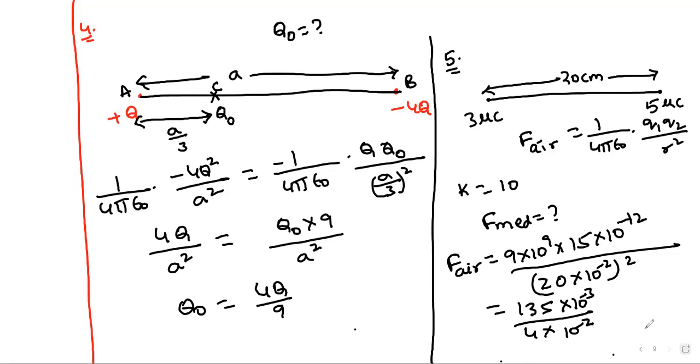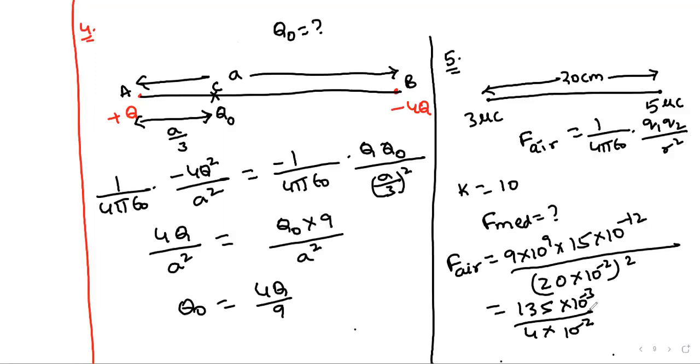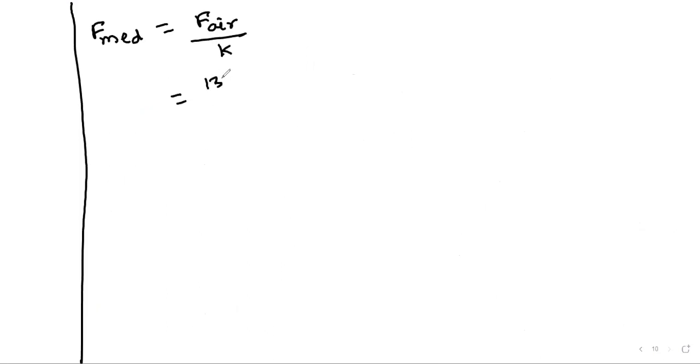So F medium, since I know that F medium is equal to F air by K, F air is 135 by 40, and K is 10. So 135 by 400 Newton.